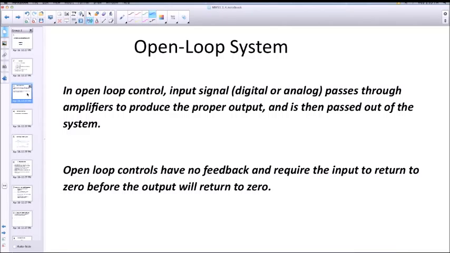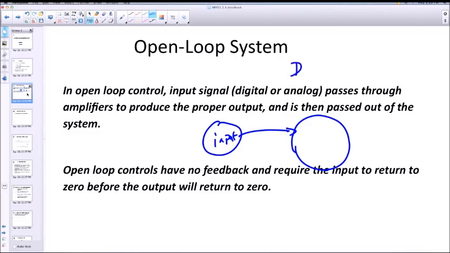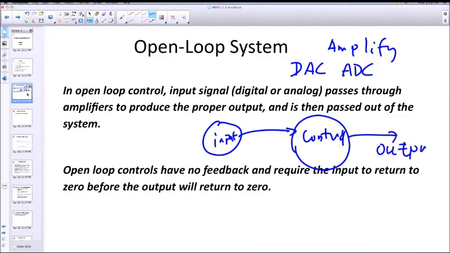What is an open loop system? An open loop system is very simple. You can draw it like this. You have the input and any system, you can think of it as a signal processing system. Once it gets the input, it either amplifies it or transforms the signal, like changing from digital to analog or analog to digital, DAC, ADC, or amplifying. Whatever process you do here, we call it a control. And then you get the output. That's an open loop control.